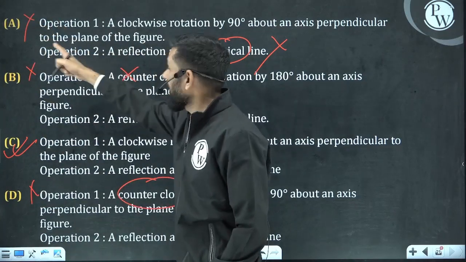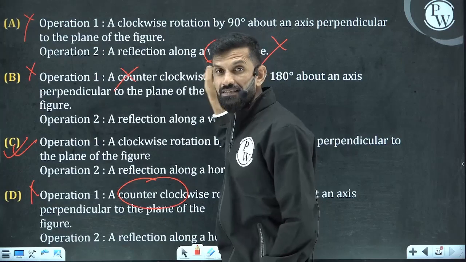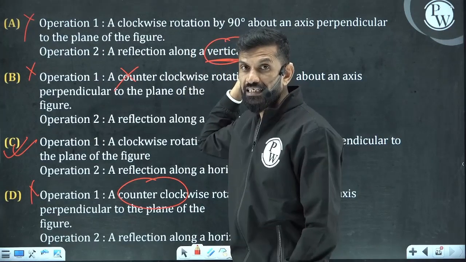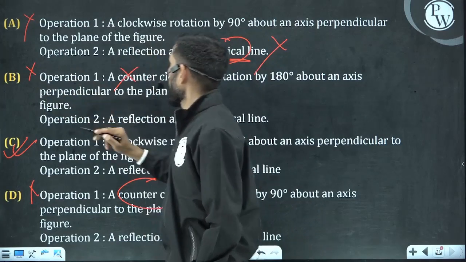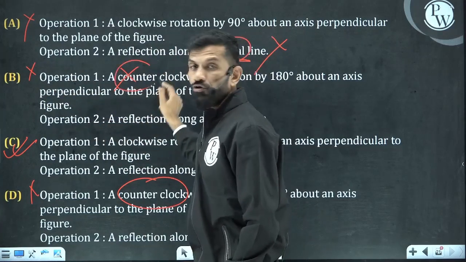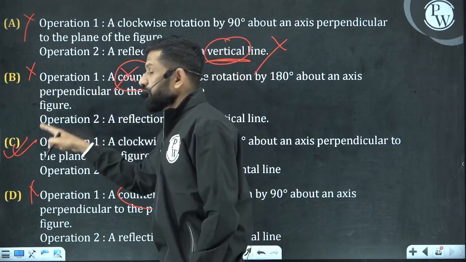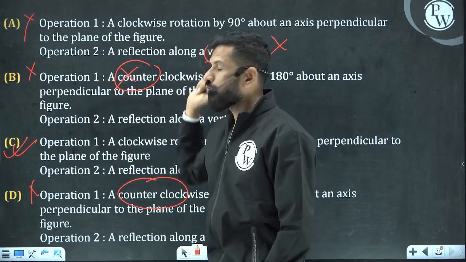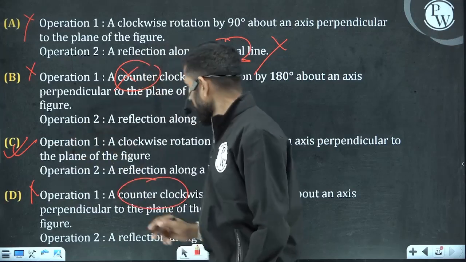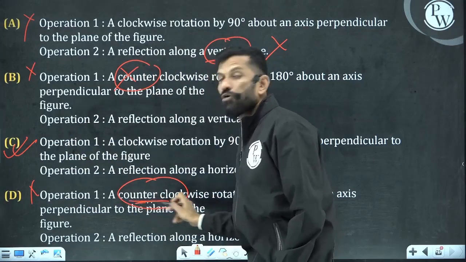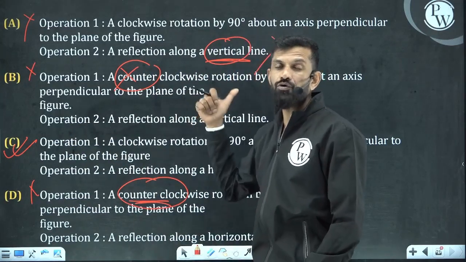Why is A not the answer? Because here the vertical line means they are talking about mirror image, but in the operation from 2 to 3, it was a water image. Why is option B wrong? Because they are talking about counterclockwise, that is anti-clockwise, but actually it was clockwise 90 degrees. Why option C? Because both are correct. Why is option D wrong? Because again they are saying counterclockwise, meaning anti-clockwise, and the rotation was clockwise.